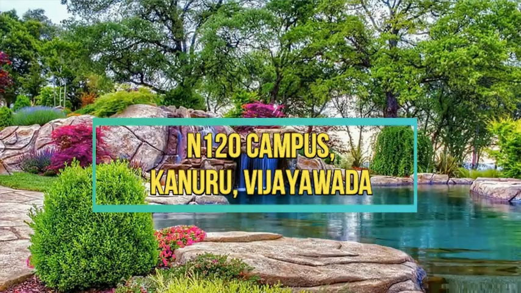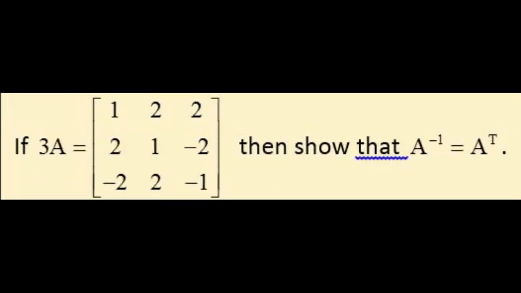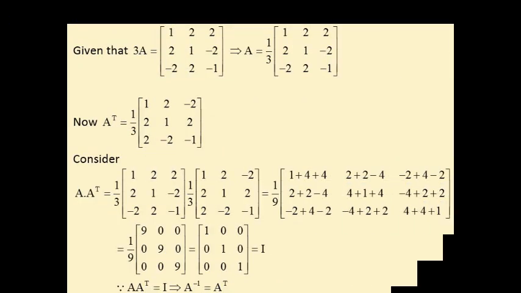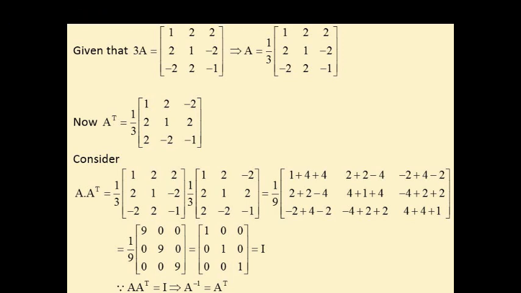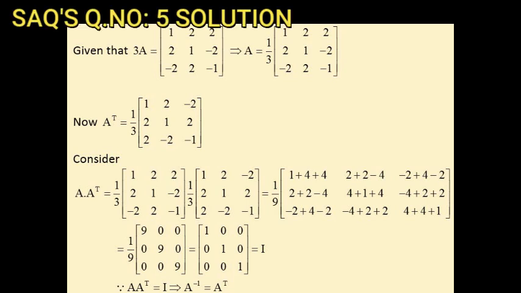Now the fifth question. If 3A is equal to the matrix [1, 2, 2; 2, 1, -2; -2, 2, -1], then show that A inverse is equal to A transpose. Here A transpose means interchanging of rows into columns or columns into rows. The problem is solved by using the definition of inverse, that is, if AB is equal to BA is equal to I, then B is equal to A inverse.